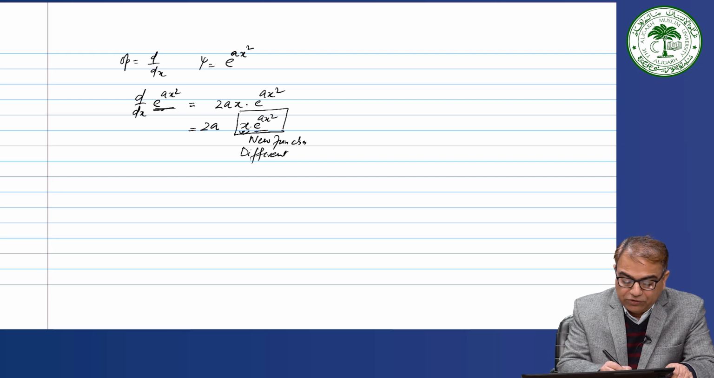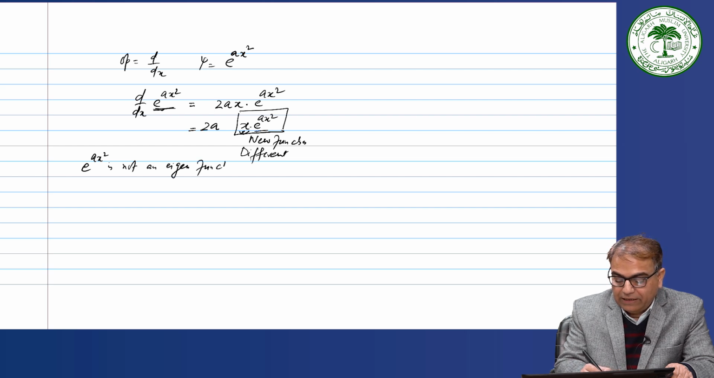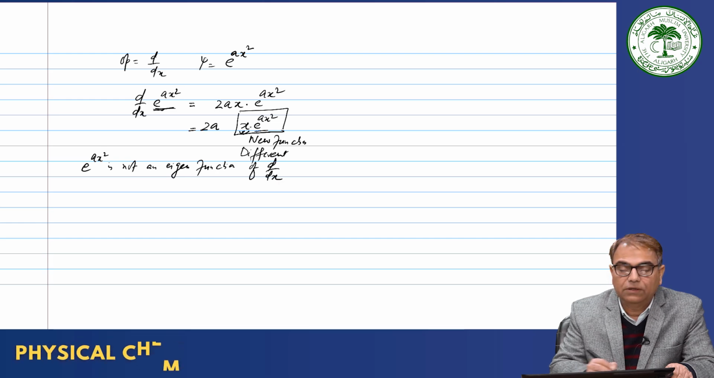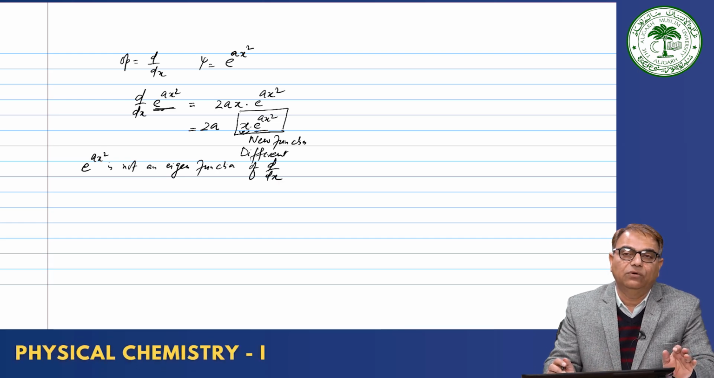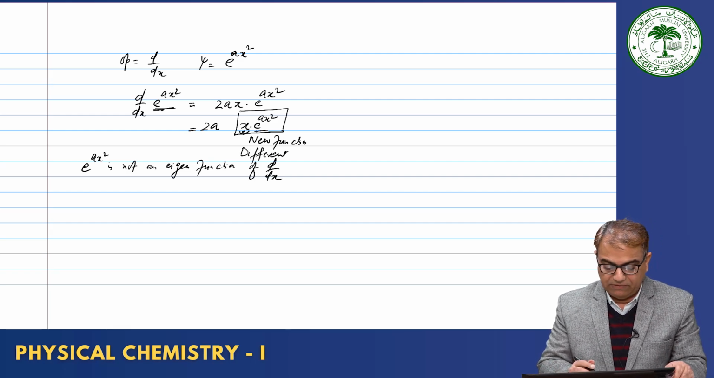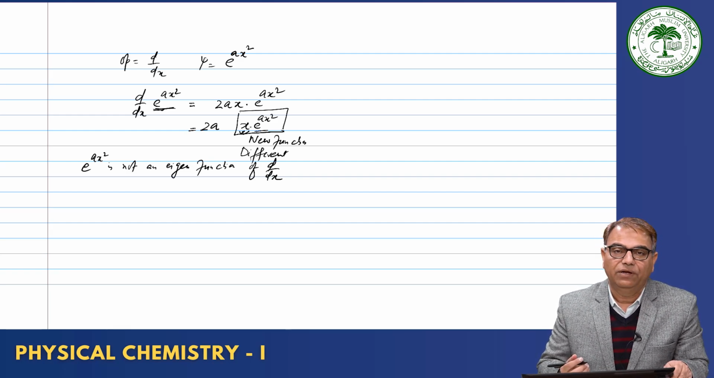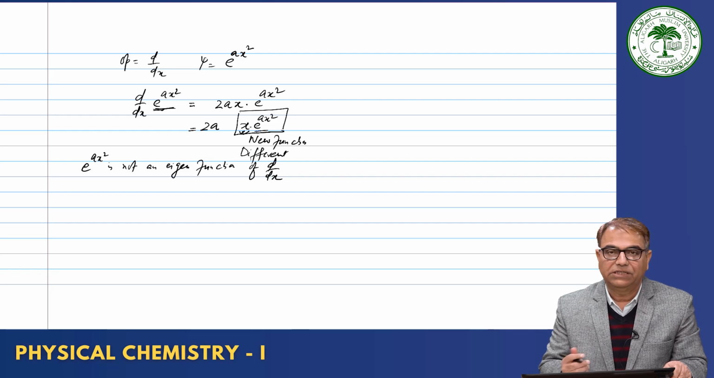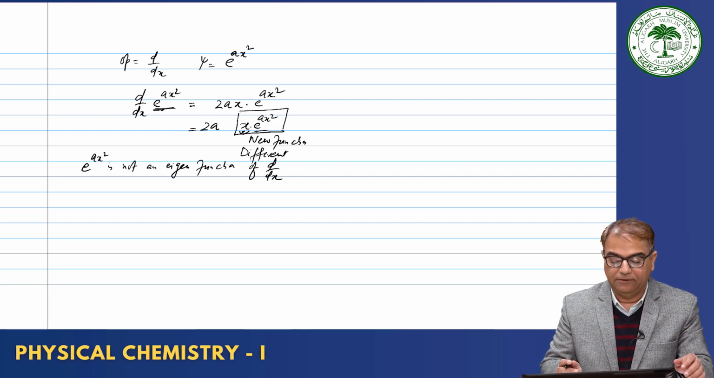Okay. So, we will say that exponential a x square is not an eigenfunction of d dx. So, there is no question of eigenvalue. If it does not give you the same function, then there is no question of eigenvalue. See some more examples.